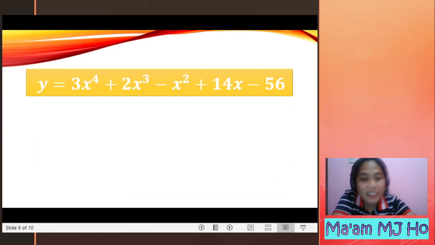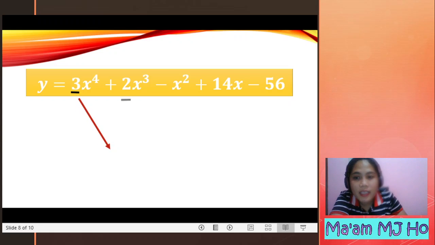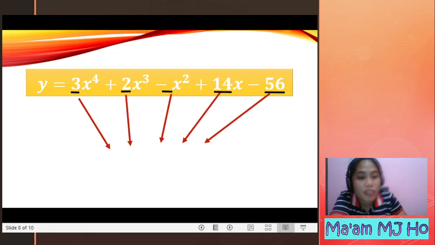So let us identify the leading coefficient or the leading term, the constant, the coefficients. So in our examples, we have y equals 3x raised to 4 plus 2x raised to 3 minus x squared plus 14x minus 56. So we have 3, positive 2, negative 1, 14, and negative 56. So these numbers are what we call as coefficients.